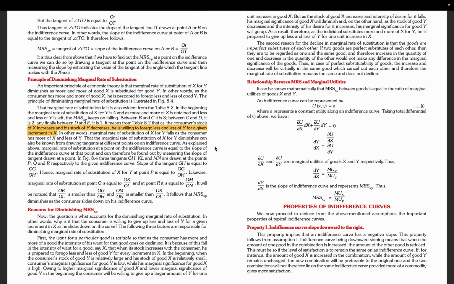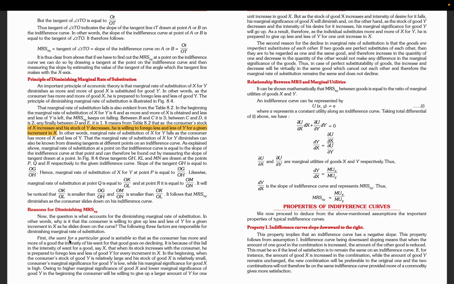Reasons for diminishing MRSXY. Now the question is what accounts for the diminishing MRS. In other words, why is it that the consumer is willing to give up less and less of y for a given increment in x as he slides down the curve? The following three factors are responsible.